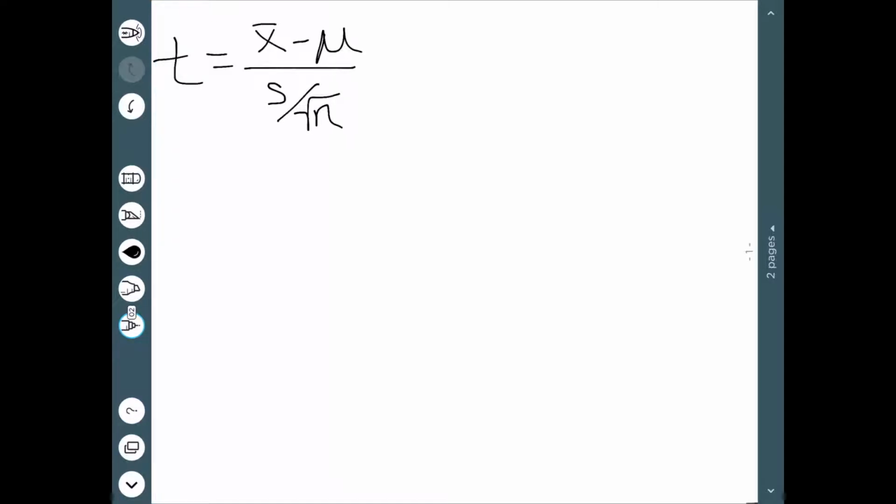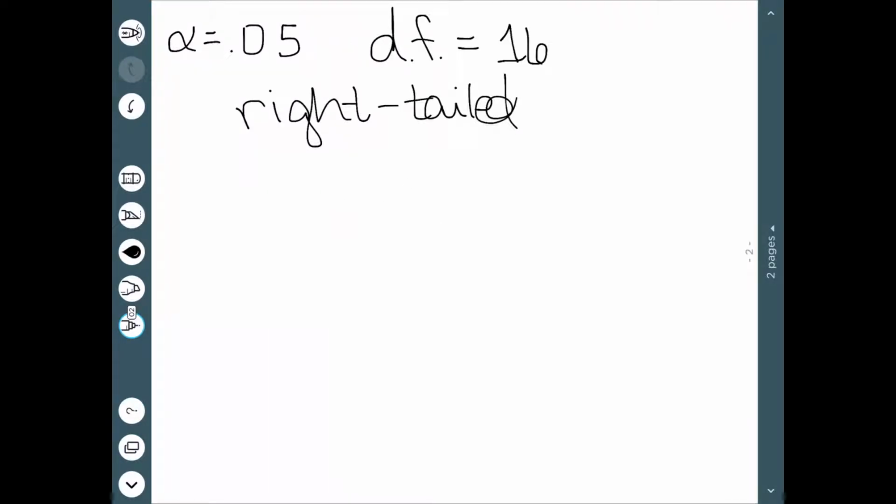In that case, our test value is going to be x bar, the sample mean, minus mu, the population mean, divided by s over the square root of n, where s is the sample standard deviation and n is our sample size. And this is also going to require degrees of freedom, in this case n minus 1. So we're going to start by looking at how to find the critical value.